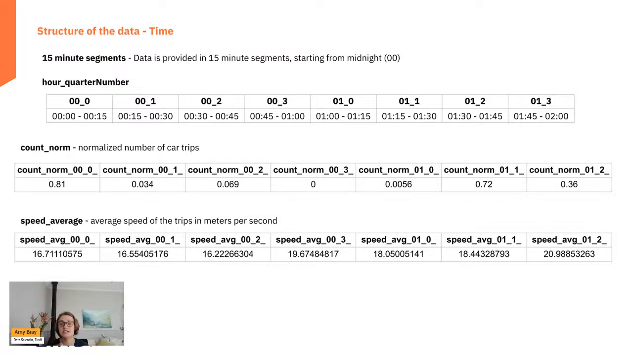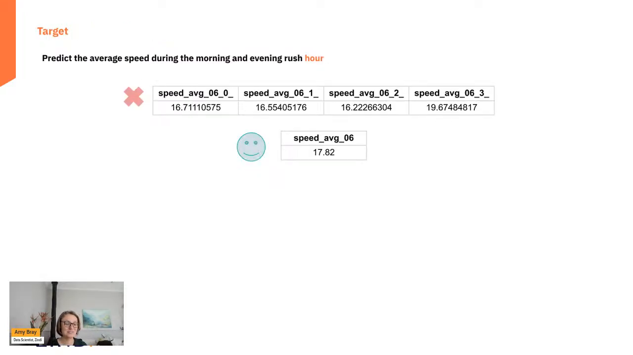So I've been talking about 15-minute segments, but did you think that we would really be that nice to you? Next slide. We're not predicting every 15 minutes. We're predicting every hour. So you need to predict the morning rush hour, which is at 6 a.m. So we're not predicting from 6 to 6:15, 6:15 to 6:30, 6:30 to 6:45. We're predicting the whole hour. So you would need to take 16.71 plus 16.55 plus 16.22 plus 19.97 divided by 4, and that gives you your average speed hour for the whole of 6 a.m. You would need to do this for 1800 hours or 6 p.m. as well.